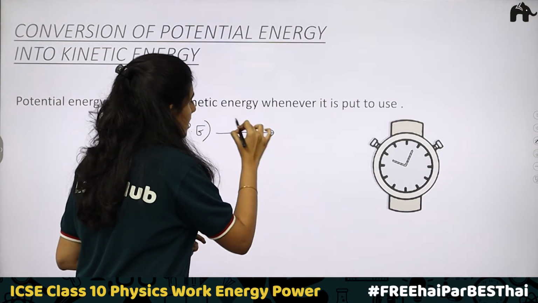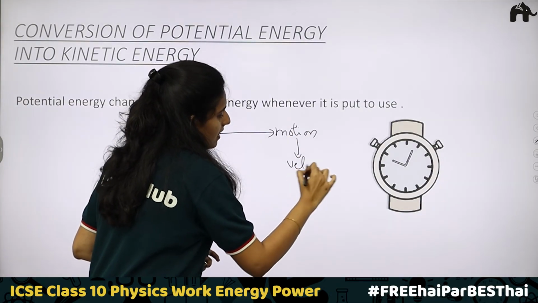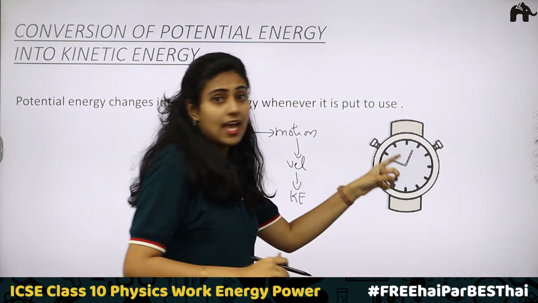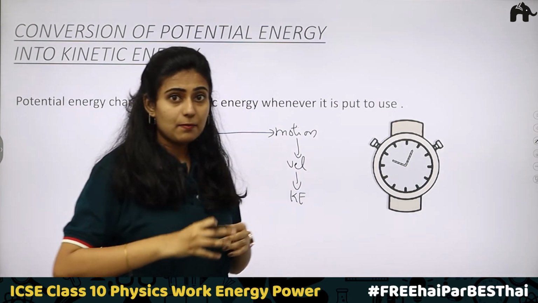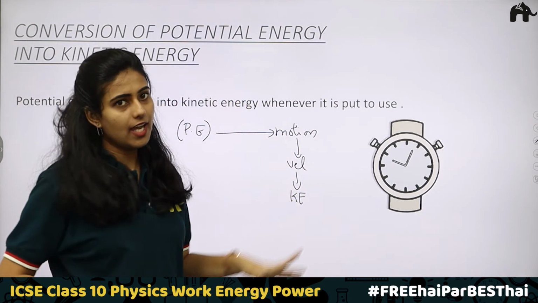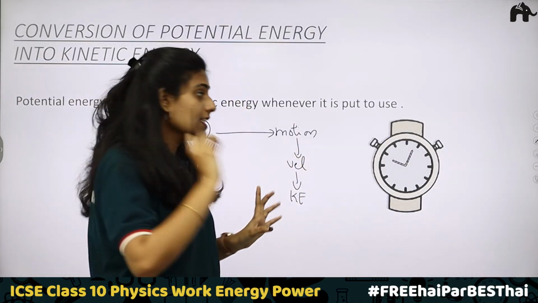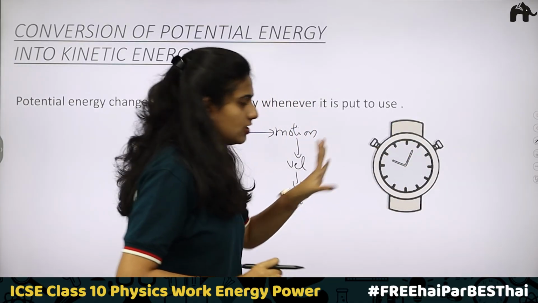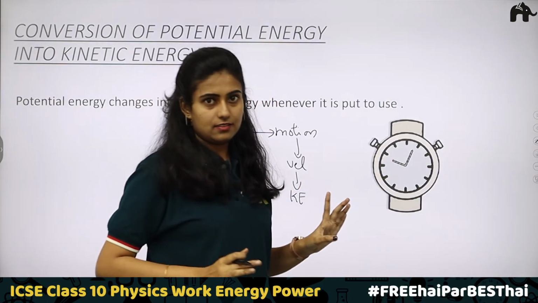When it unwinds, there is motion. When there is motion, there is velocity. When there is velocity, there is kinetic energy. Okay. So, the spring has elastic potential energy initially. When it unwinds, what happens? The elastic potential energy gets converted into kinetic energy of the spring. Okay, the spring will be having kinetic energy. This kinetic energy will get transferred to the needles of the watch and the needle starts moving. Okay, this is what is happening.